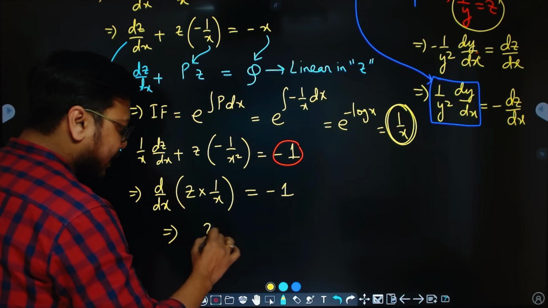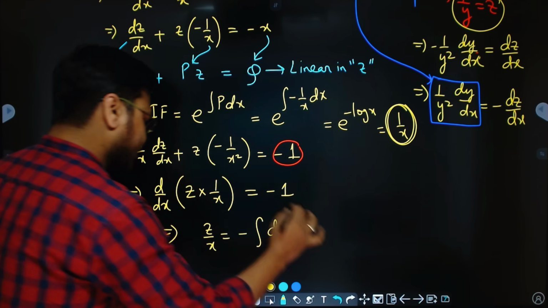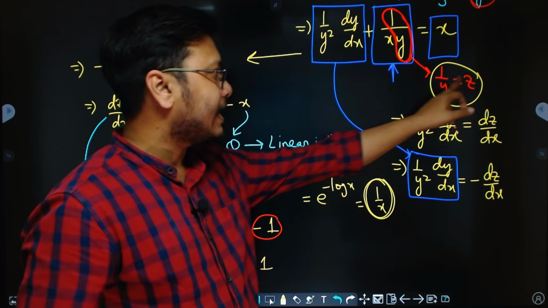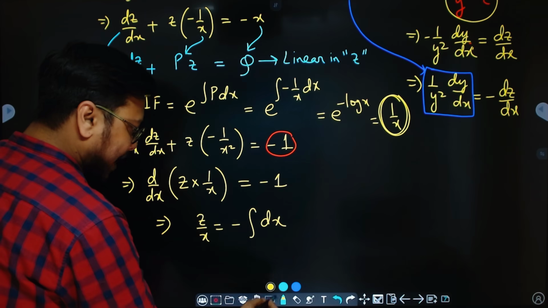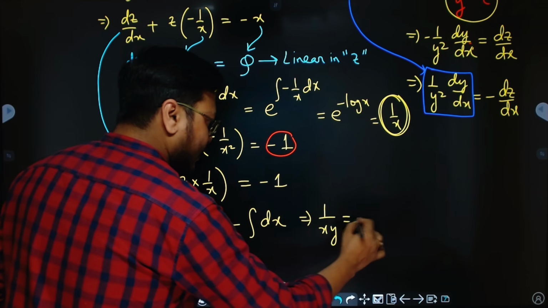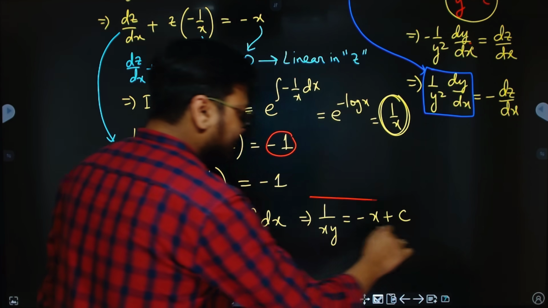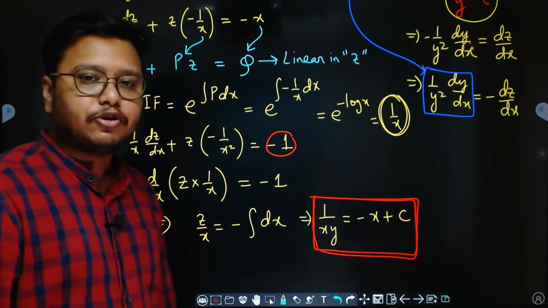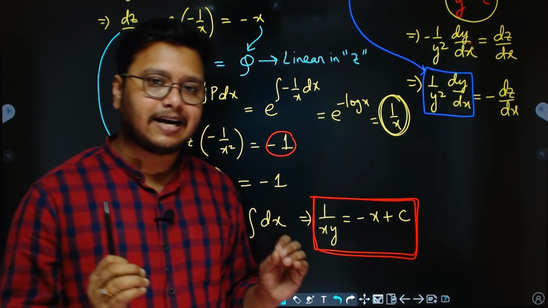So if I integrate both sides, z by x equals minus integration dx. What was z we had substituted? z was 1 upon y. So if I plug that back here, z is 1 upon y, so 1 by xy equals minus x plus integrating constant c, and this is the answer to our Bernoulli's differential equation. So it's quite simple. I hope you are understanding the concept.